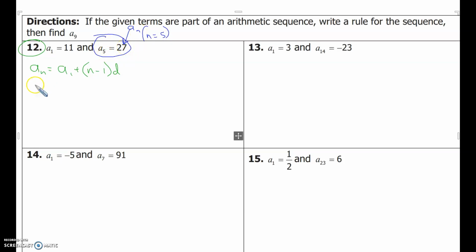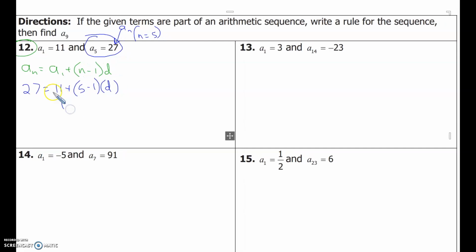So a sub n, I put in 27. A sub 1, that's the first term. We're told that in the problem. That's 11. Plus n minus 1. Not sure what I was doing there for a second. Okay, so n is 5. In other words, we're going to put 5 minus 1. We'll change that to 4 in just a second. But now we need D, and so now we got to figure out how to find D.